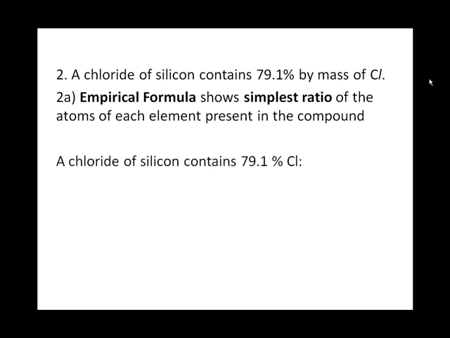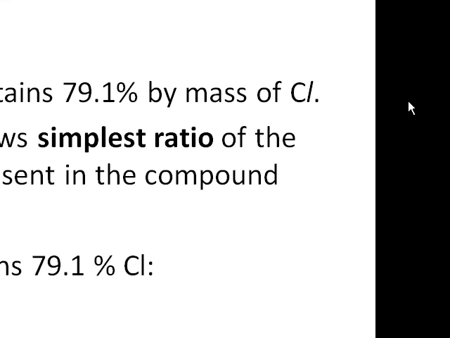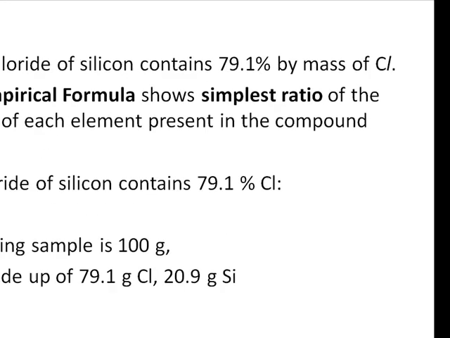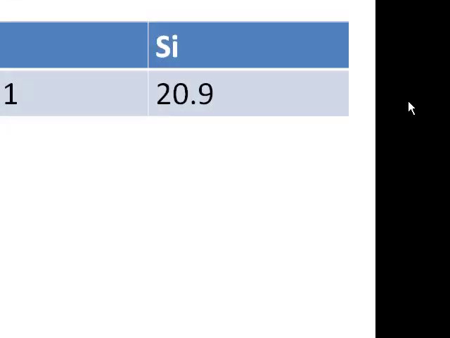Now, when given that a chloride of silicon contains 79.1% of chlorine, what does it mean? Now suppose our sample is 100 grams. Now within this 100 grams, 79.1 grams of it is due to chlorine and the remaining 20.9 grams is due to silicon. Let's put the masses in a table form to facilitate our calculations.